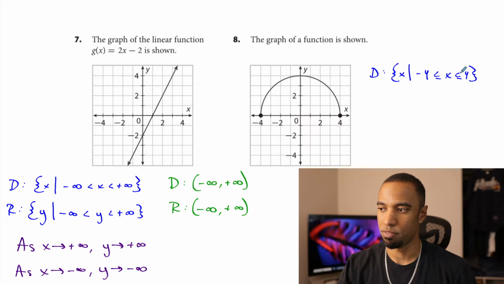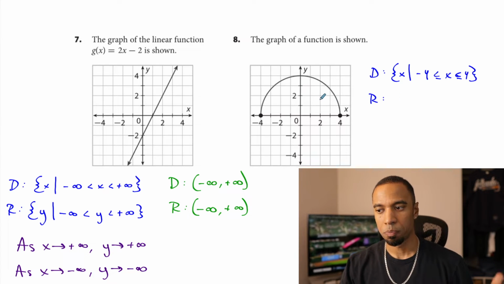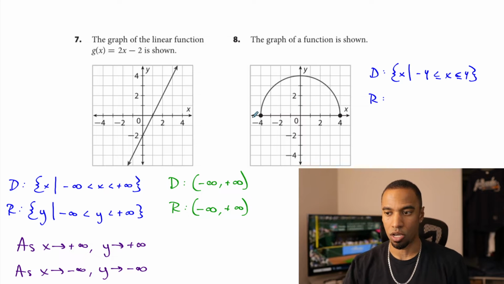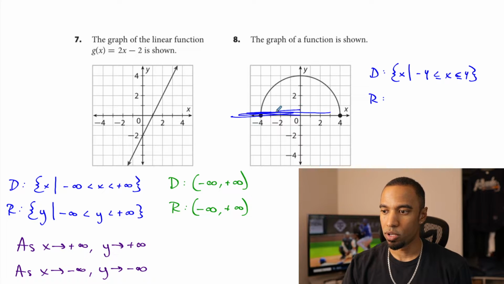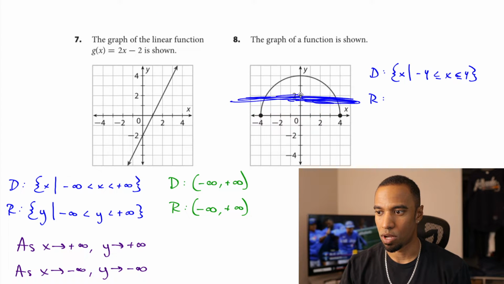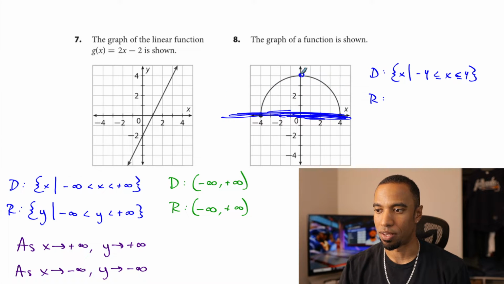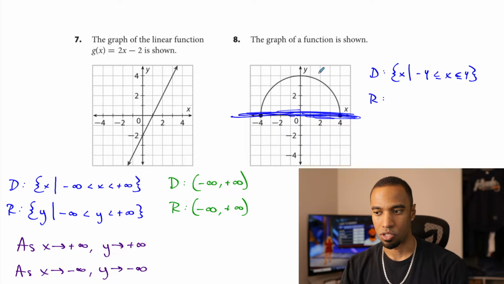4 inclusive. Whoops. And then the range, we ask how low and high do the points go. So the lowest points you'll see are on the x-axis. That's y equals 0. And then you can see that the highest points, it goes as high as 1, 2, 3, 4. And it hits 4 up there. It includes it. So it goes between 0 to 4 right there as far as range goes.